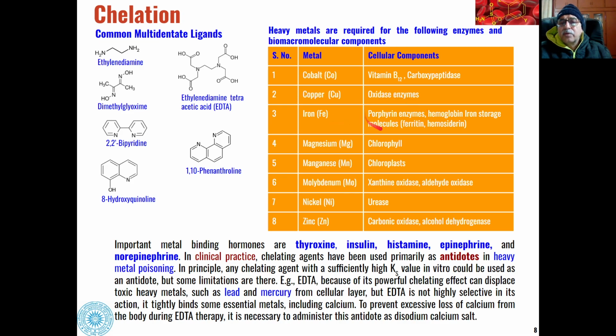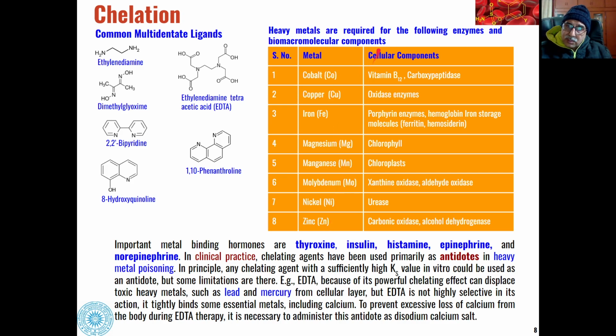Then porphyrin enzymes, they contain iron. Hemoglobin, this also contains iron. Chlorophyll, magnesium. Chloroplast, manganese. Then xanthine oxidase, it contains molybdenum. Aldehyde oxidase, it contains molybdenum. Urease enzyme, it contains nickel. Then carbonic anhydrase, this contains zinc. Alcohol dehydrogenase, it contains zinc.